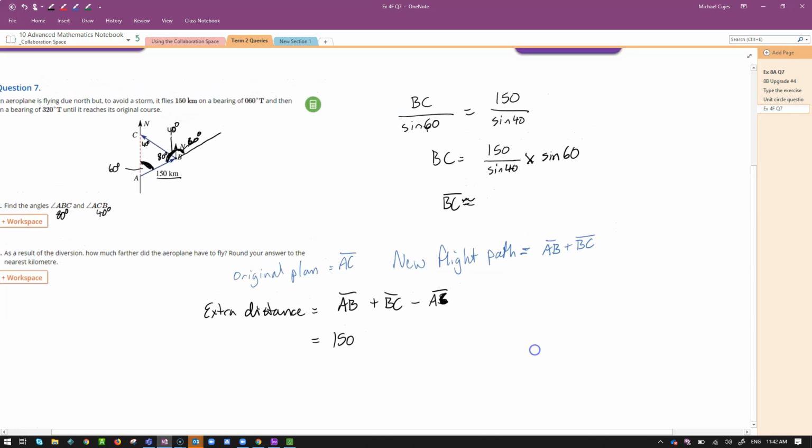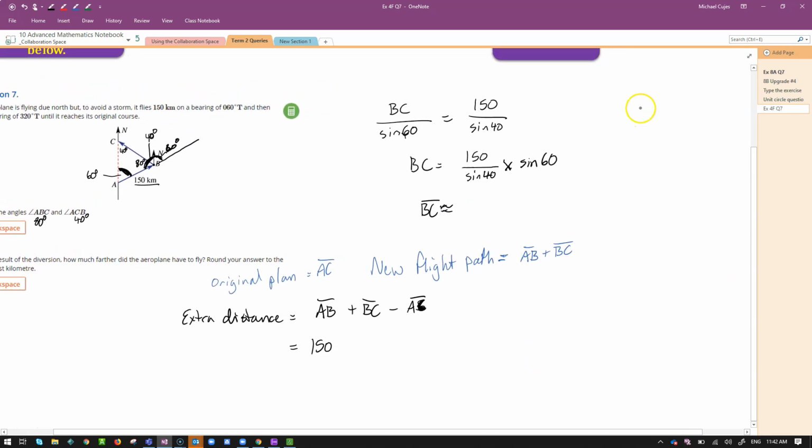Similarly, I can do the same for length AC. AC divided by sine 80.